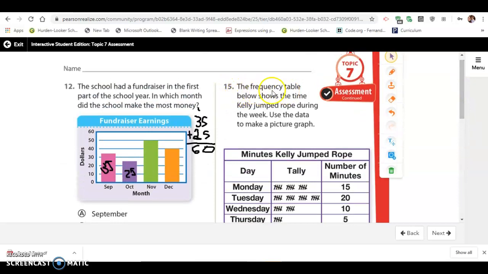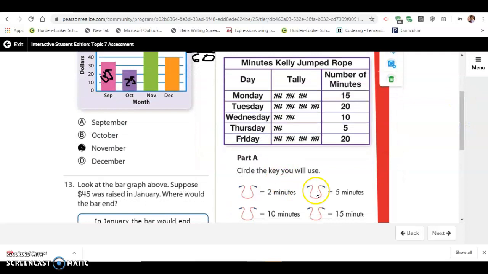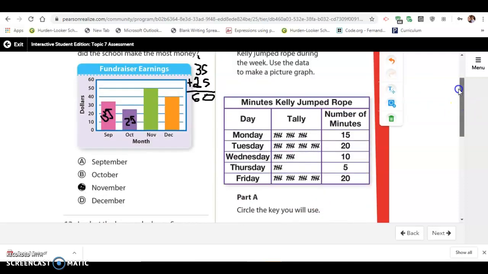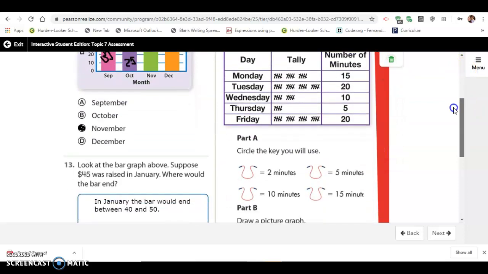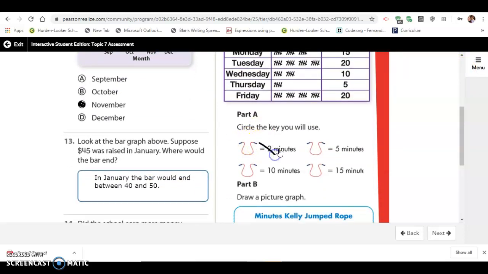And then the frequency table below shows the time Kelly jumped rope during the week. We need to use this data from the pictograph, and we're going to pick a key first. So we're going to do multiples of 2. Can anything be multiplied by 2 to get to 15? No. So we're going to cross that one out. Can anything be multiplied by 5 to get to 15? Yes, 5, 10, 15. So are all of these multiples of 5? Let's see. 5 times what is 20? 5 times 4. 5 times 2 is 10. 5 times 1 is 5. And 5 times 4 is 20.